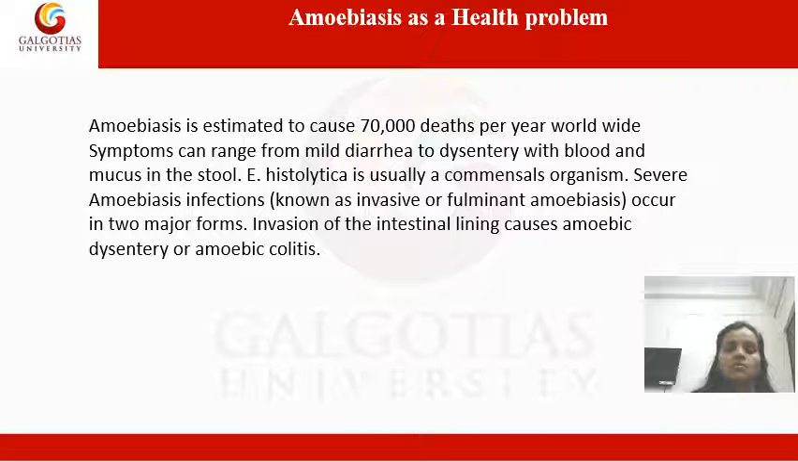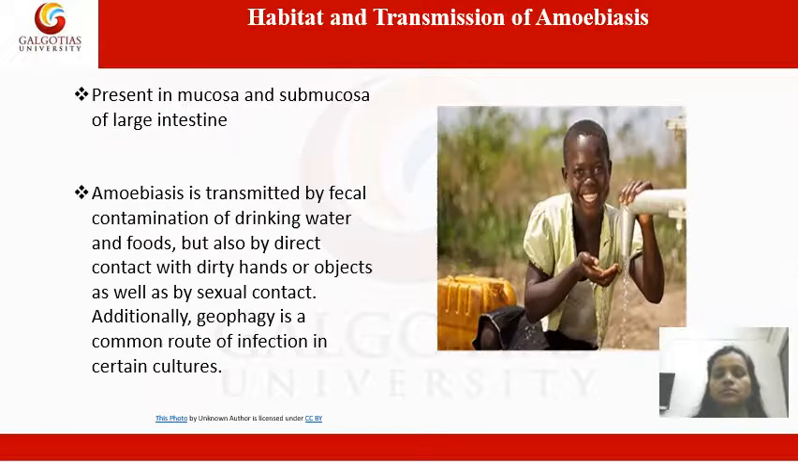Let's discuss amoebiasis as a health problem. Amoebiasis is estimated to cause 70,000 deaths per year worldwide. Symptoms can range from mild diarrhea to dysentery with blood and mucus in the stool. Entamoeba histolytica is usually a commensal organism. Severe amoebiasis infection occurs in two major forms. Invasion of the intestinal lining causes amoebic dysentery or amoebic colitis.